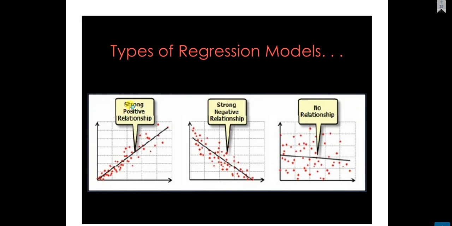Types of regression: a strong positive relationship, a strong negative relationship, and no relationship. You can see here the arrow, the relationship between the variables is going up from the bottom. That's why it is considered a strong positive relationship. Here you can see it going down from the top. That's why this relationship is a strong negative relationship. And here you can see the horizontal line, that is a flat line. So that's why there is no relationship between the variables.